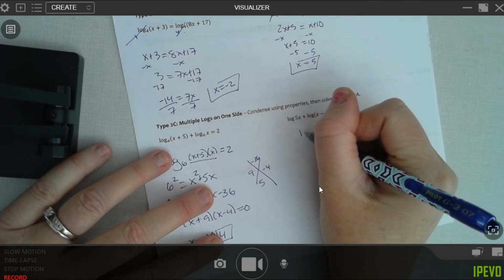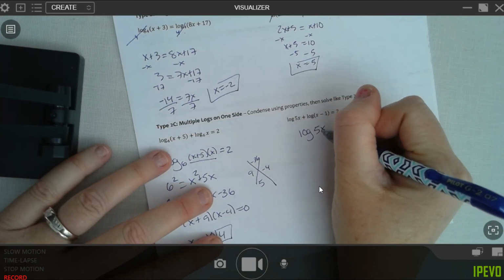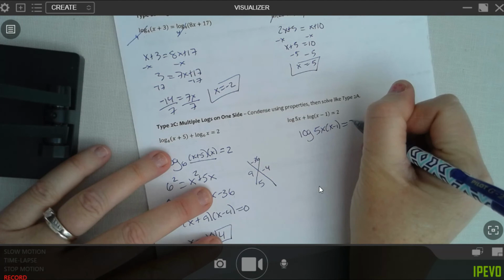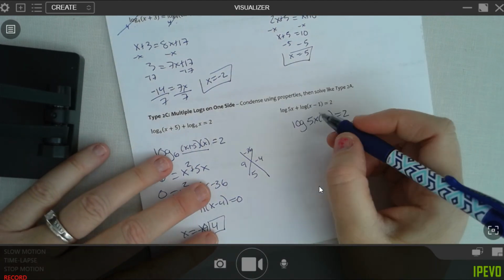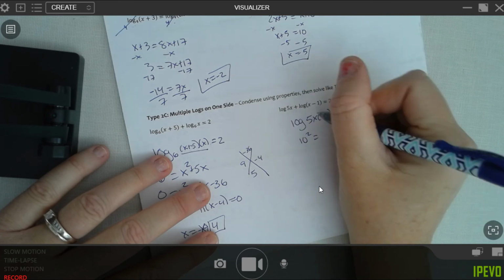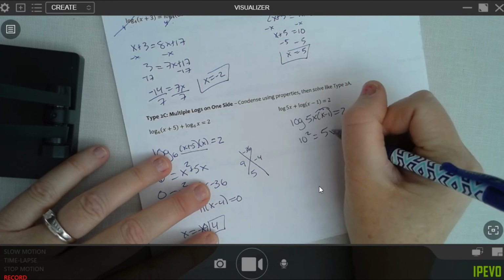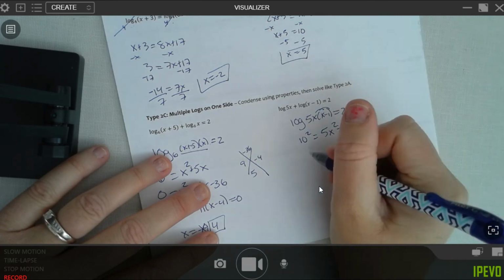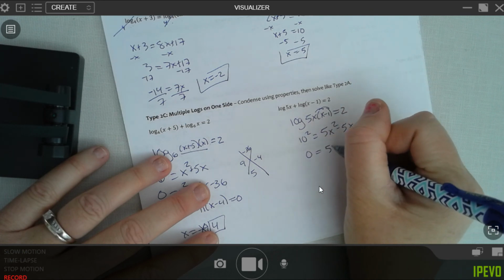So again, addition means multiplication. So I'm going to multiply these together. And then I'm going to rewrite with powers of 10. Remember this is a base 10 here, so I'm going to have 10 squared equals this. So I'm going to go ahead and multiply that in. So 5x squared minus 5x. This is 100, so I'm going to subtract that over.